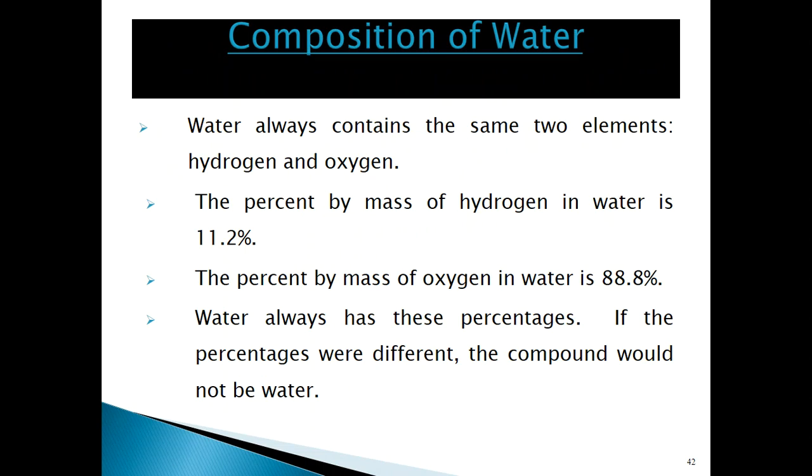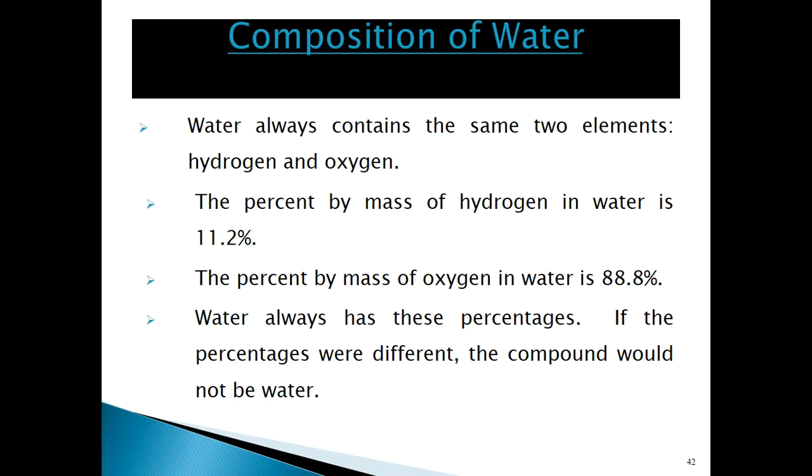Water consists of the same two elements, hydrogen and oxygen, and the percent by mass of hydrogen in water is 11.2%, and the rest is oxygen, of course, which is 88.8%. As stated here, water will always have these percentages for the different elements. If the percentages were different, then this substance would simply not be water. And it doesn't matter where the water comes from.